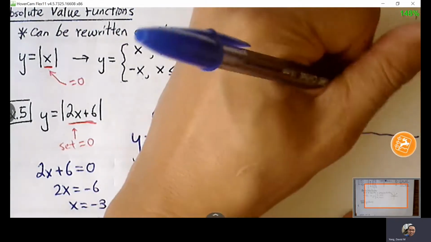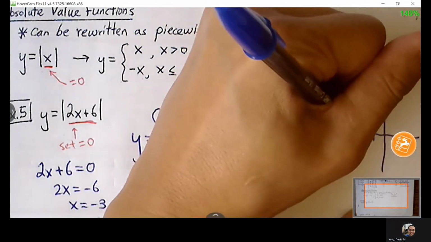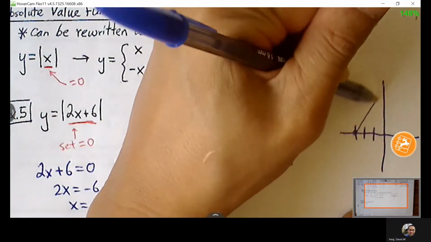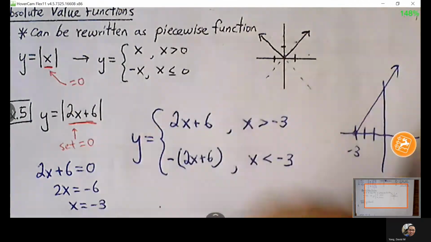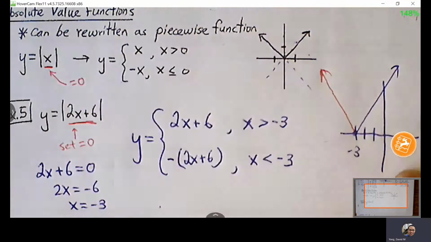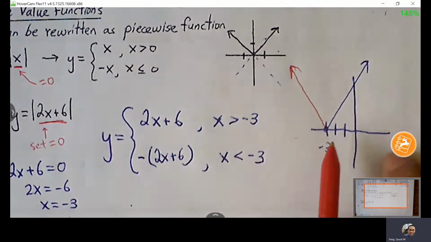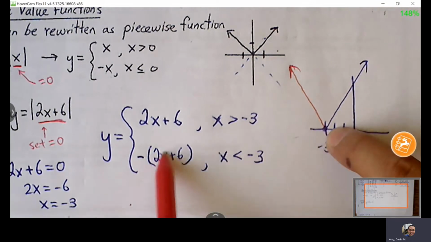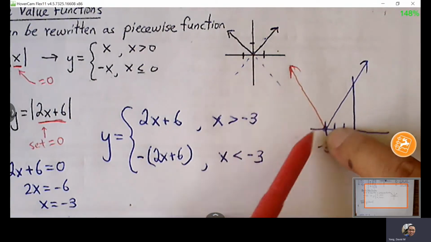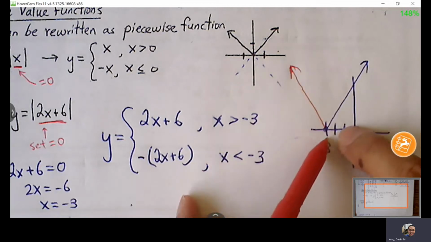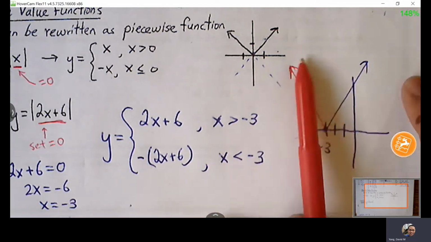So just a quick visual, the graph may look something like this. The 2x plus 6 is going to start at -3 and it's going to move to the right. The negative 2x plus 6, you can tell that if you distribute that negative through, that's a negative slope. So that's going to be this part of the graph, and it's going to be cut off at -3, to the left.